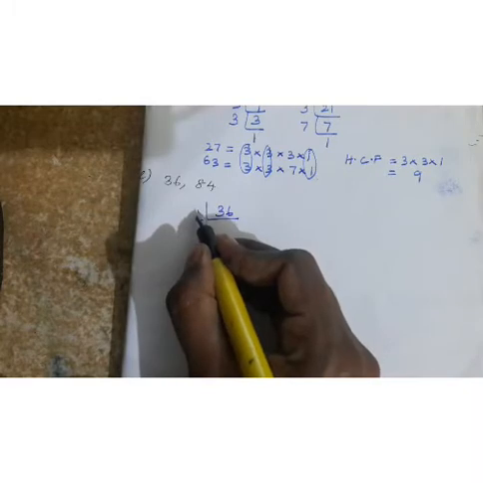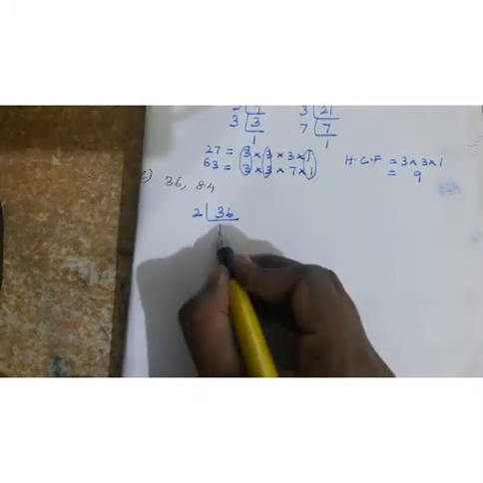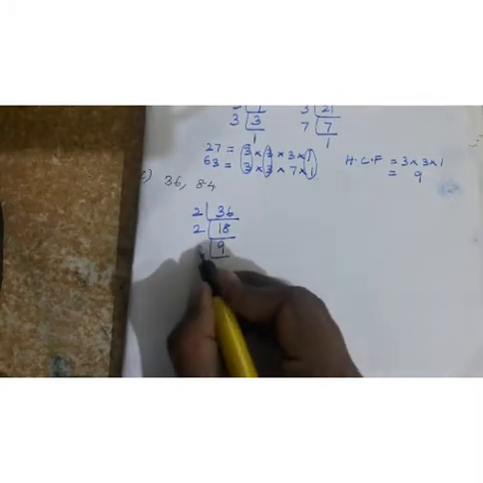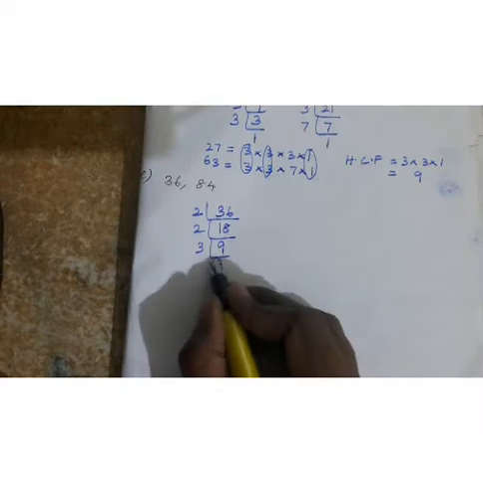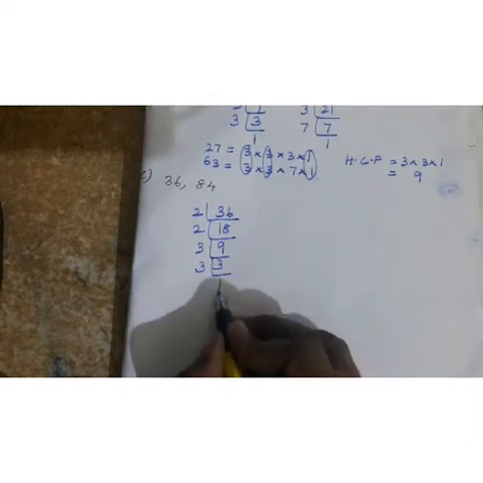Always begin with the smallest prime number, 2. 36 divided by 2 gives 18. 18 divided by 2 gives 9. 9 divided by 3 gives 3. 3 is a prime number which divides by itself. 3 divided by 3 gives 1.